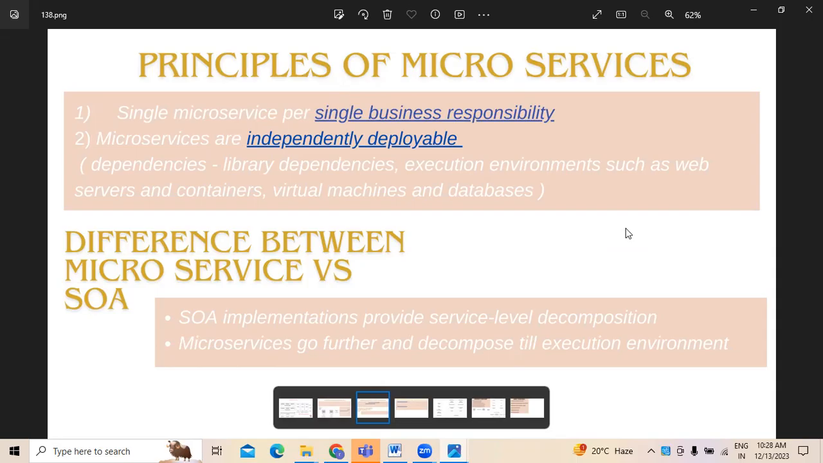I'll give you an example. I'll give you a detailed explanation about SOA also. Because do you have any idea about SOA earlier?